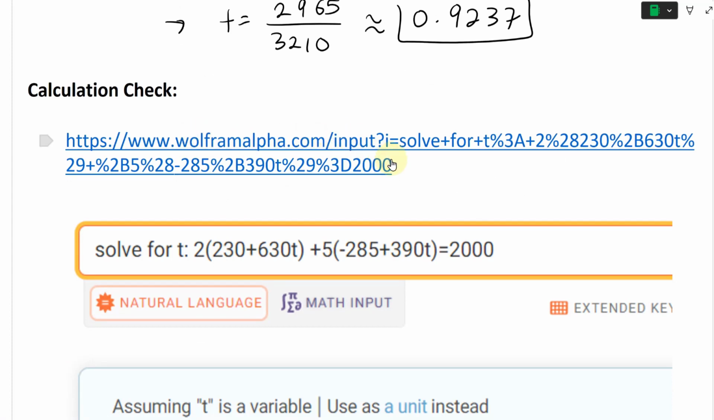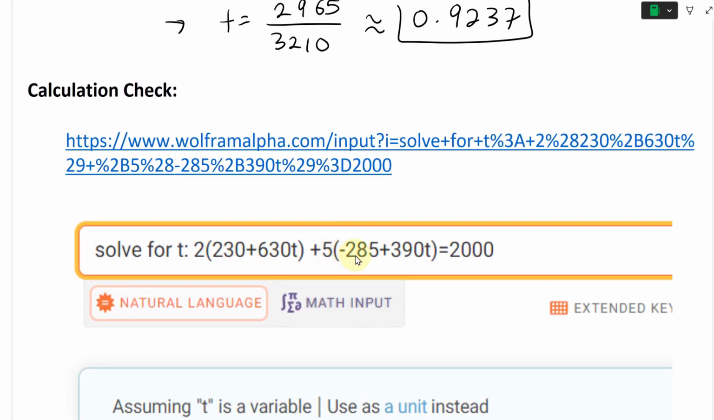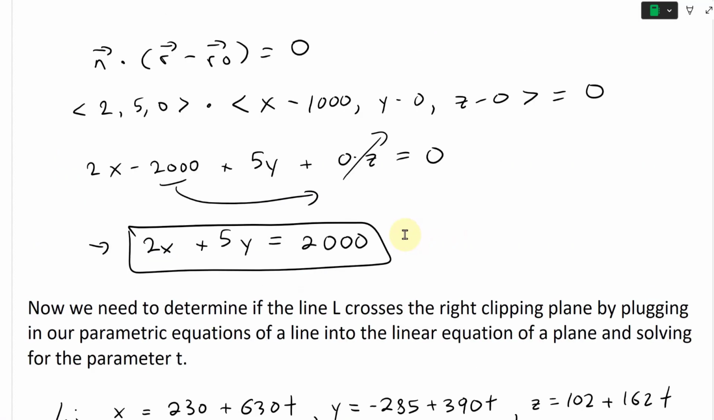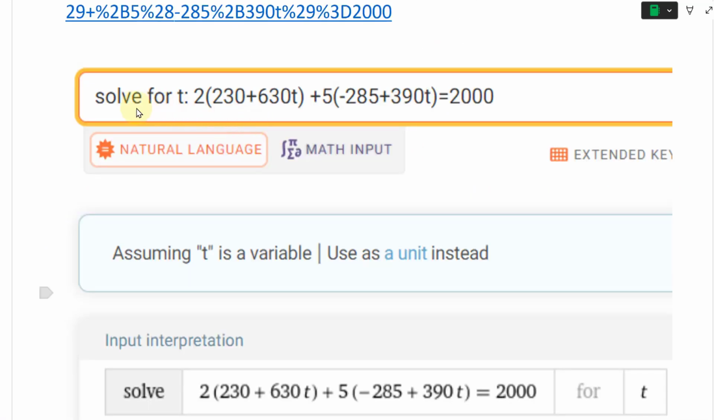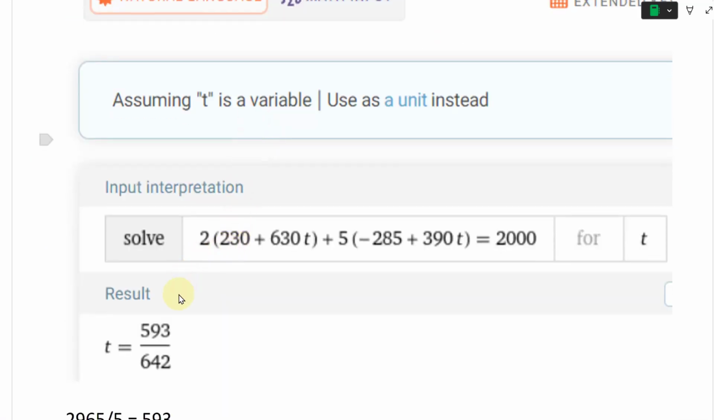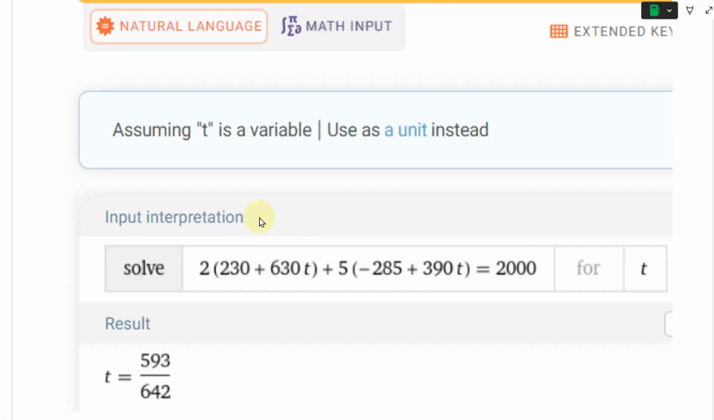If you use Wolfram Alpha, just plug that in. So if you go 2 times 230 plus 630 t, and then plus 5 times negative 285 plus 390 t equals 2000, exactly what we had over here. Just plug that in and solve for t. You can just write solve for t, and it'll solve it, and it gives you t equals 593 divided by 642.